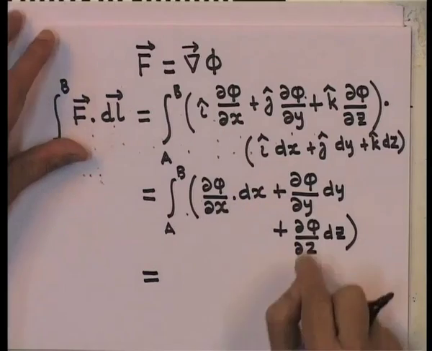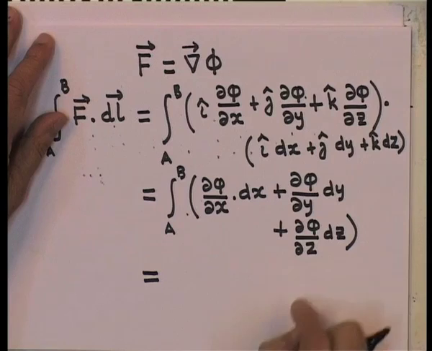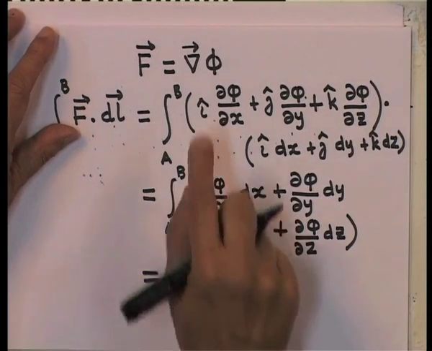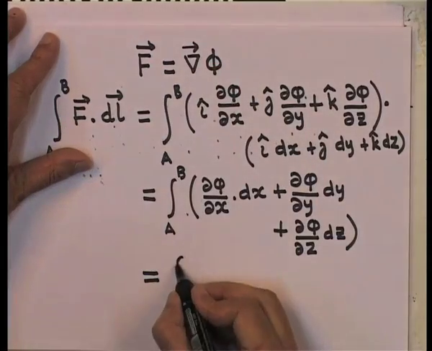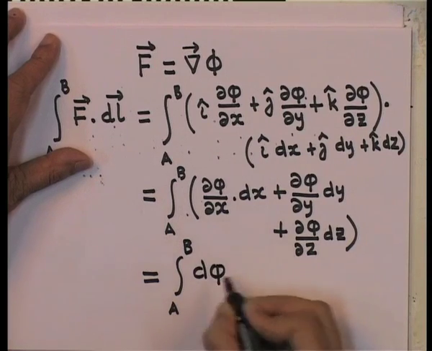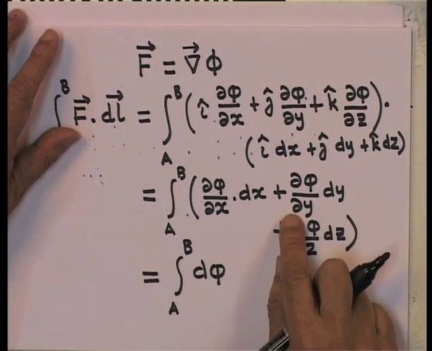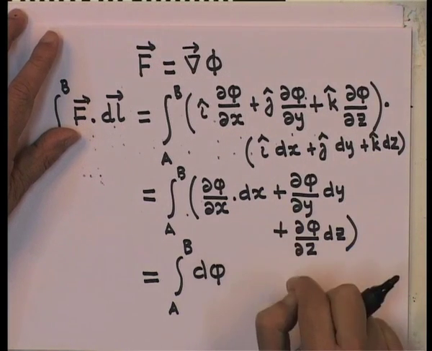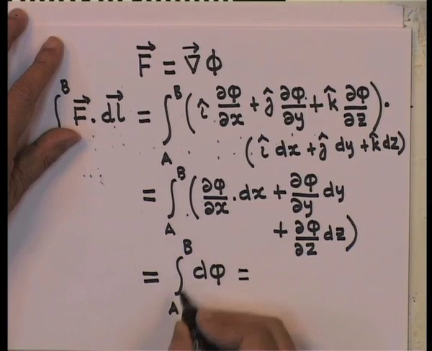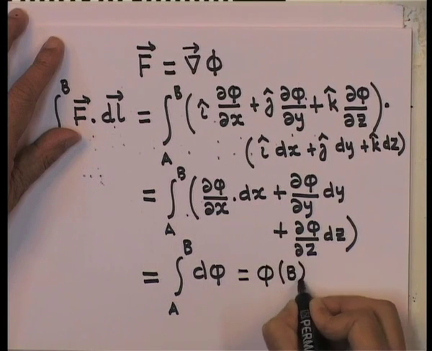But this quantity, partial phi by partial x dx plus partial phi by partial y dy plus partial phi by partial z dz, is the differential of the function phi itself. So, in other words, this is from A to B just d phi, because this expression includes changes due to variation in x, y and z. Now, this is an exact differential. So, as a result, the integration is very trivial. It is phi b minus phi a.